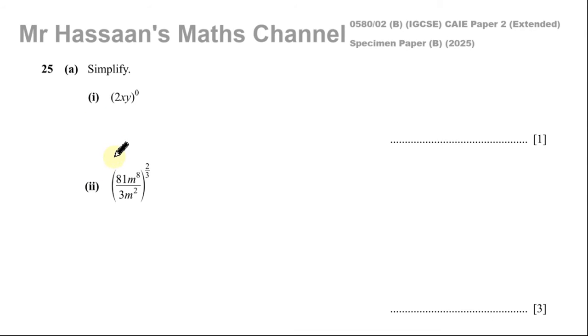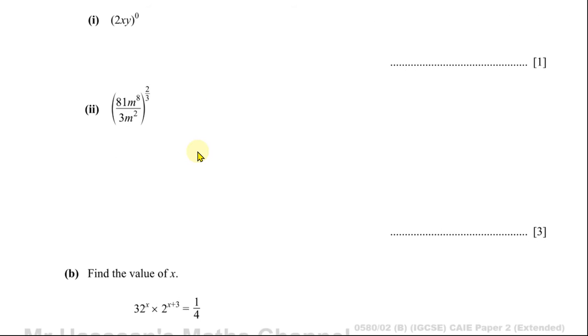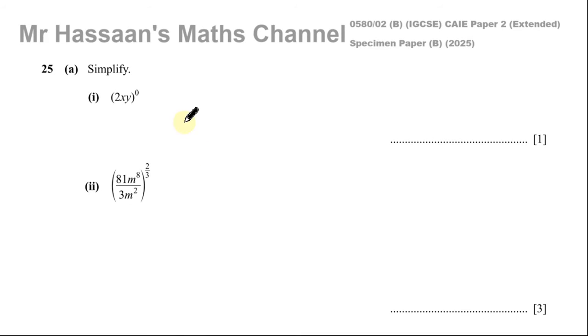And here we are asked to first of all simplify these. This question is all about index form, and exponential equations, as you'll see in part B. So first of all, it says simplify 2xy to the power of 0. So you have all of this to the power of 0. Now what we should understand is anything to the power of 0 is going to equal 1. That's true for anything to the power of 0.